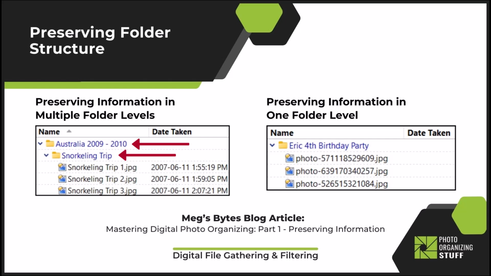Two levels of folder names provide important information. If folder structure had not been preserved, that information would have been lost, and I would not have been able to determine that the dates were incorrect. Later, I'll preserve information by adding the keywords Australia and snorkeling to all the photos in that folder.